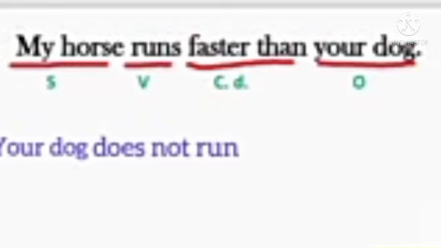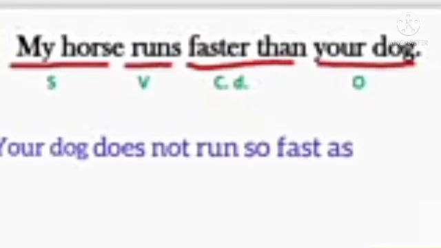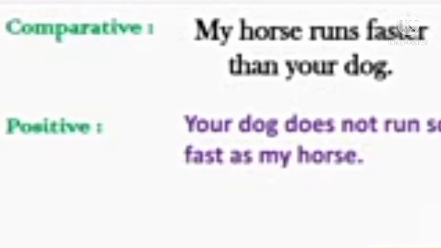Okay. Now we have to change comparative degree to positive degree. So here we will write the positive degree of faster, that is fast. But before that we will use so fast as. Okay. Then we will bring the subject to the object place, that is my horse. So the transformed sentence from comparative degree to positive degree will be like this: Your dog does not run so fast as my horse. Let us take one more sentence where we will see the interchange of 3 degrees of comparison.